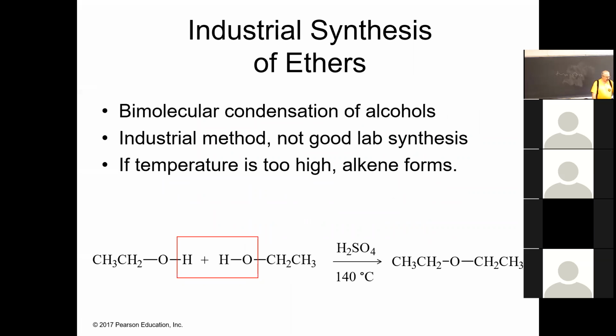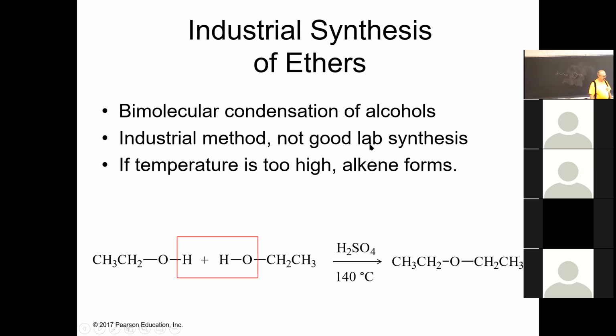Okay, both ethanol and diethyl ether are prepared industrially in huge amounts. We can do a bimolecular condensation of 2 molecules of ethanol at 140 degrees Celsius. If the temperature is too high, then we get ethylene, the corresponding alkene. That takes place at about 180 degrees Celsius.